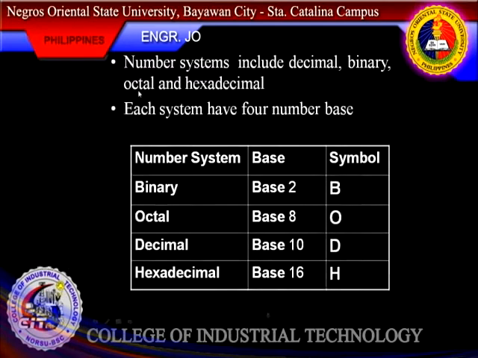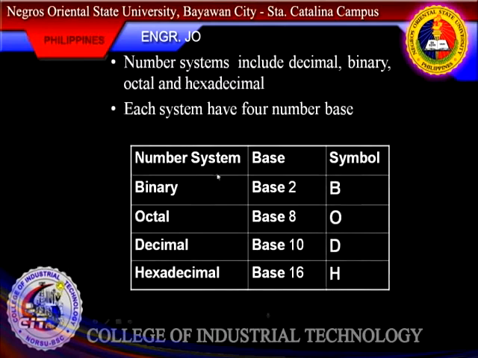And the octal is from 0 to 7, that is 8 numbers, including 0. And hexadecimal, that is 16 numbers. So from 0 to 9, then A to F, where A is equal to 10, B is equal to 11, C is equal to 12, D is equal to 13, E is equal to 14, and F is equal to 15.